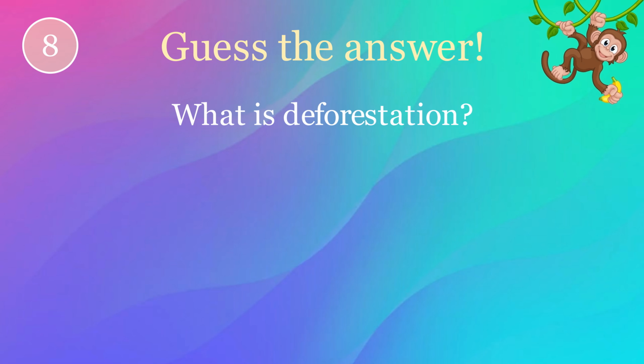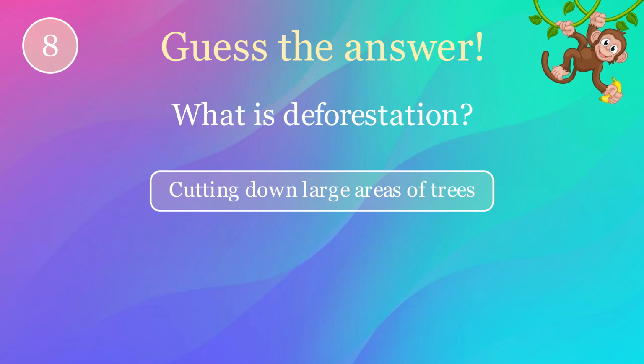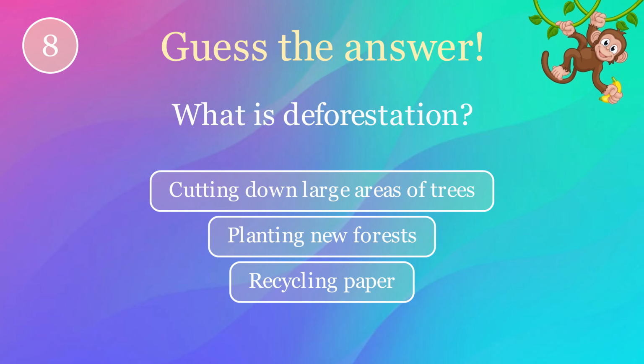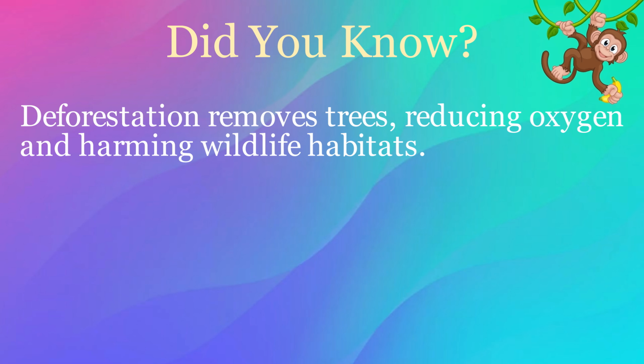What is deforestation? Cutting down large areas of trees, planting new forests, recycling paper. The correct answer is cutting down large areas of trees. Here's an interesting fact: deforestation removes trees, reducing oxygen and harming wildlife habitats.